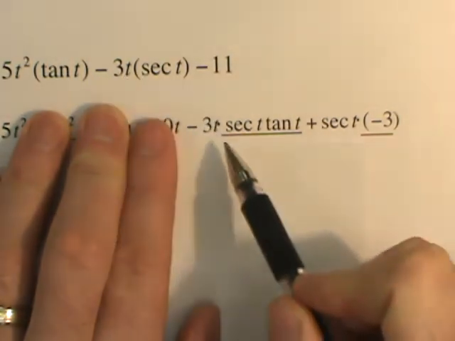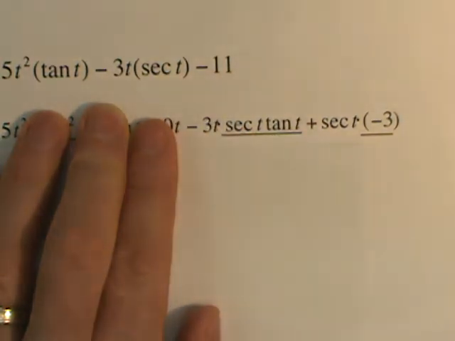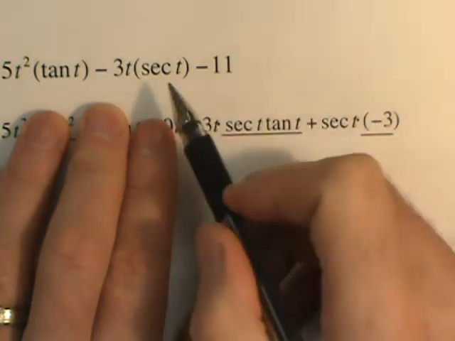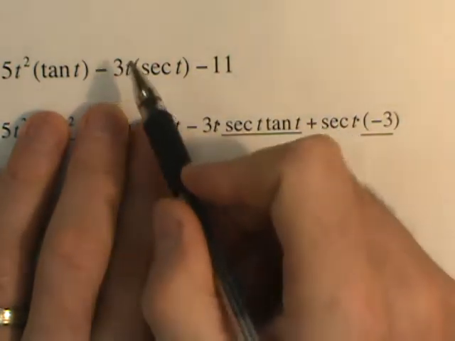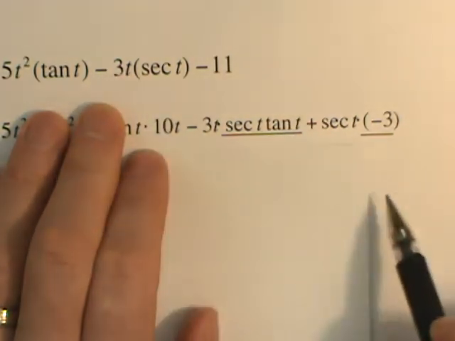uv, so u is 3t, derivative of secant is secant tangent, plus v du. Well, v is going to be secant tangent, and du, notice that I went with a negative sign too. You've got to take all of that. Derivative of this is -3.